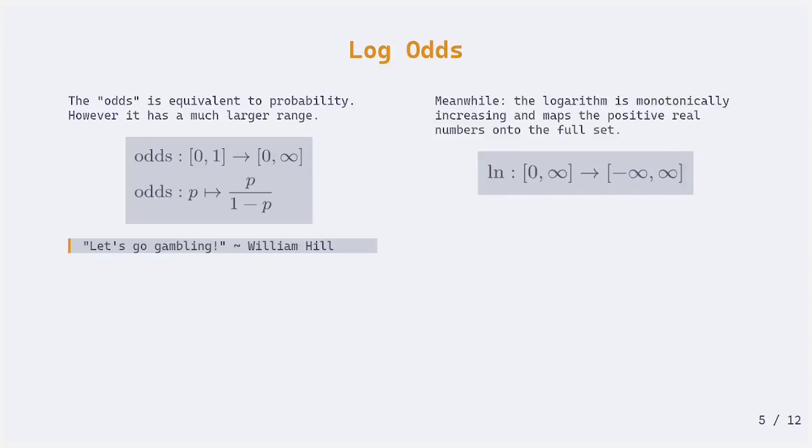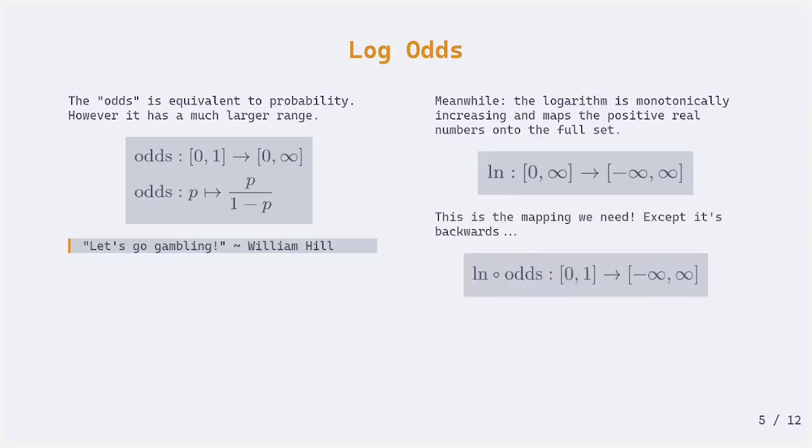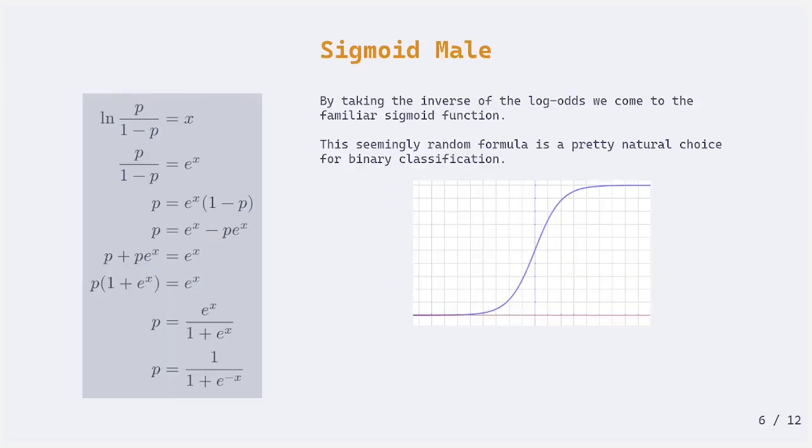The next thing is we also have the logarithm. And this, like the odds, is monotonically increasing, which means that we can use it in maximization. And that maps all the positive real numbers onto the full set of real numbers. And this means that we have the mapping we need, except it's backwards. So what we have to do is take the inverse of the log odds, and we get this sigmoid function. This function was just kind of given to us in AI1, and they showed us this pretty graph, and it was like, yes, this is a smooth step.